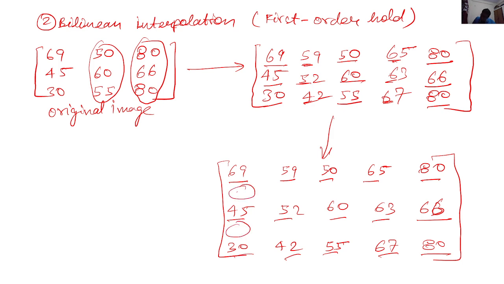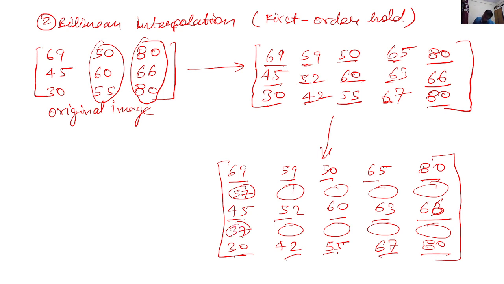Now how do we fill up the gaps? These gaps, just the way we did it earlier, we fill them up by taking an arithmetic average or linear interpolation between the two. So 45 and 69 would be 57. 45 and 30 would be 37. 59 and 52 would be 55. 52 and 42 would be 47. 60 and 55 would be 57. We cannot take decimal values, so we are retaining the integers. 65 and 63 would be 64. 80 and 66 would be 73.